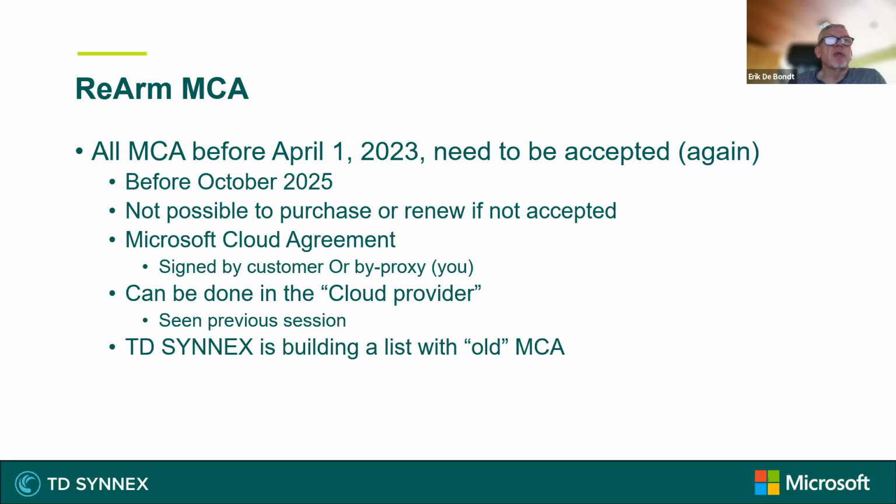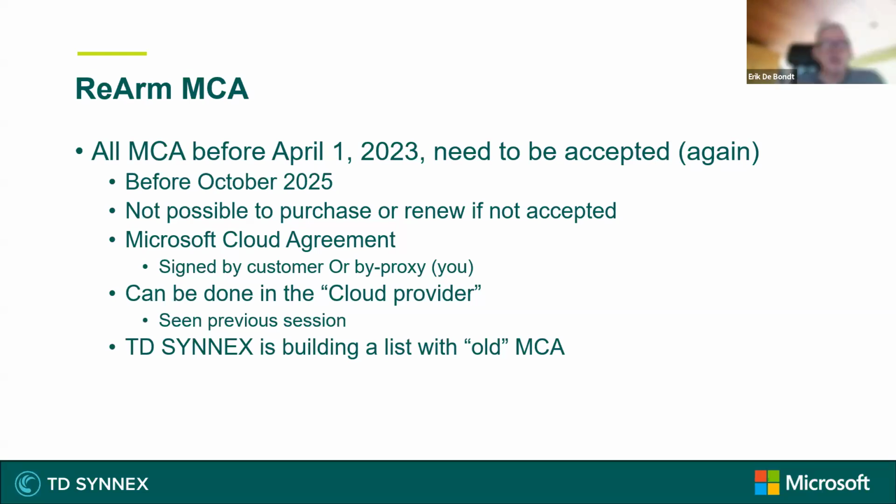So the MCA is the Microsoft Cloud Agreement. It's signed by the customer or by proxy, so you can do it as well. You sign in the name of the customer to say, look, we discussed this with the customer. They know what the rules are like, they need to pay, it's a full term and stuff like that. So they're aware of that, and you can sign it in their place. You can sign it in the cloud provider.